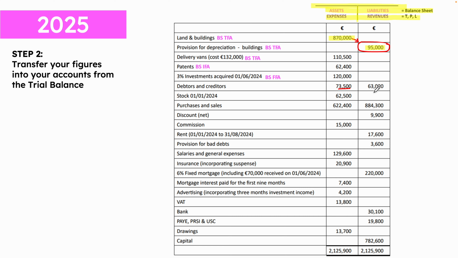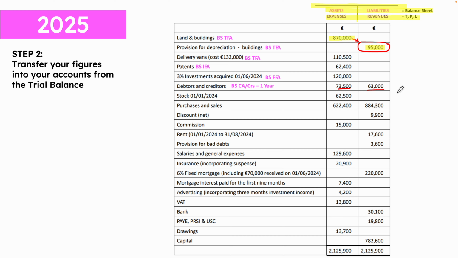And then the creditors are people who sell you goods on credit. So you owe them. So debtors are balance sheet current assets, and then creditors go under creditors minus 1 year, because you have to pay those creditors within the year and your debtors have to pay you within the year. So they're short-term assets and liabilities.